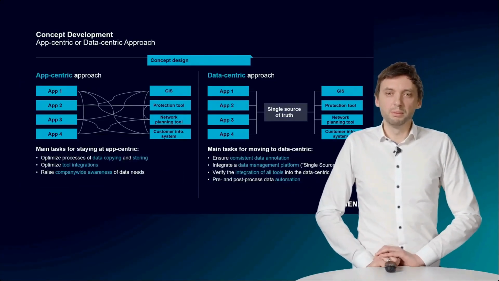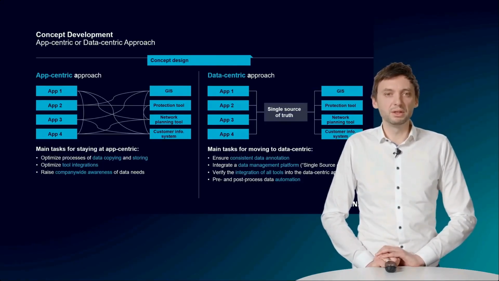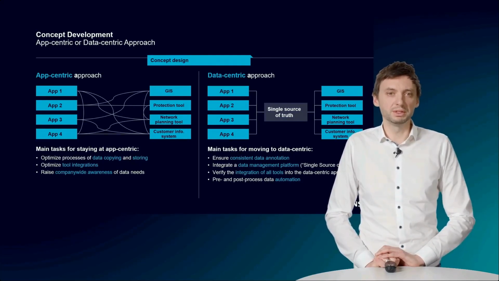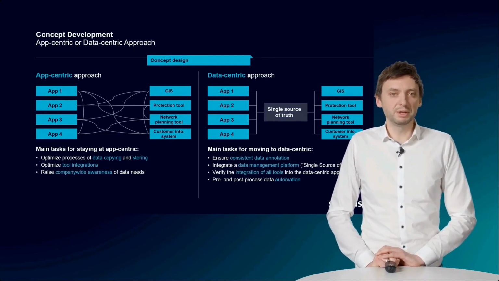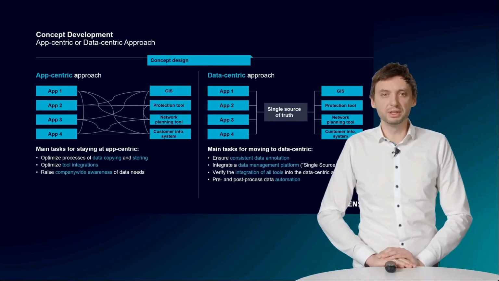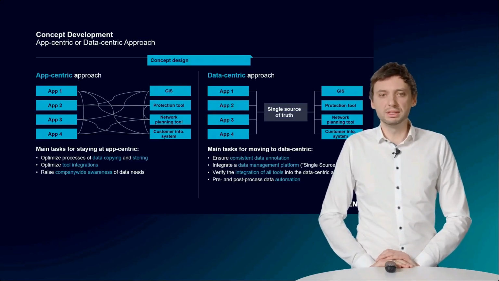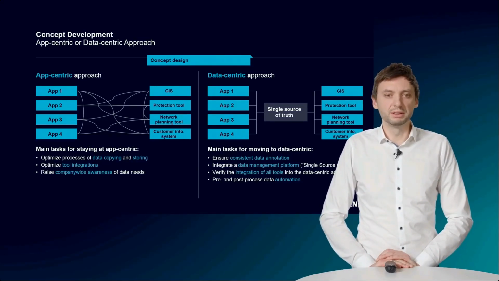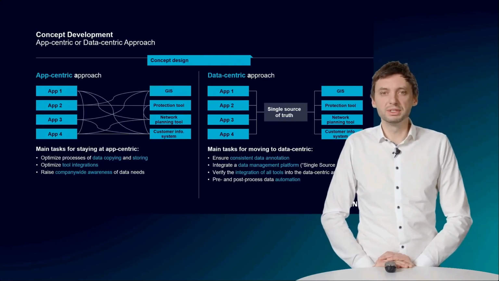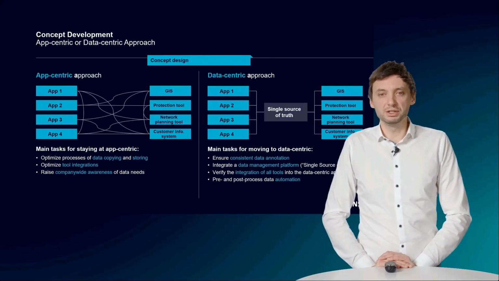For both approaches, you need to think about what to do to optimize the processes. If you want to stay at an app-centric approach, then you need to optimize all your processes of data copying and storing. And also, all single tools need to be optimized and integrated. Moreover, as mentioned before, you need to raise a company-wide awareness of all the data needs and purposes of other departments.